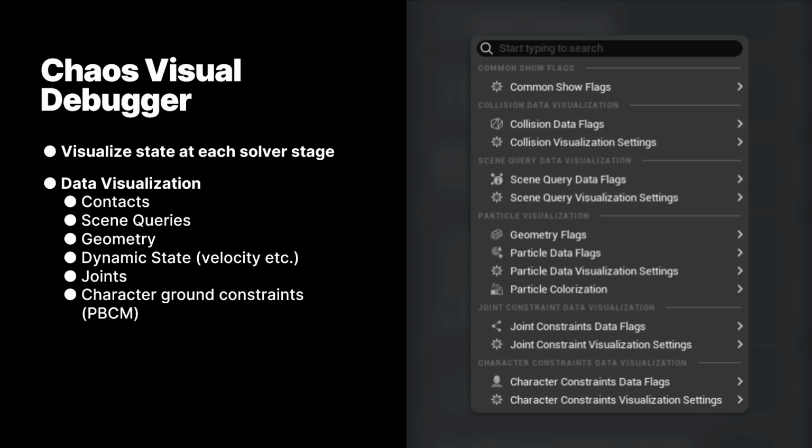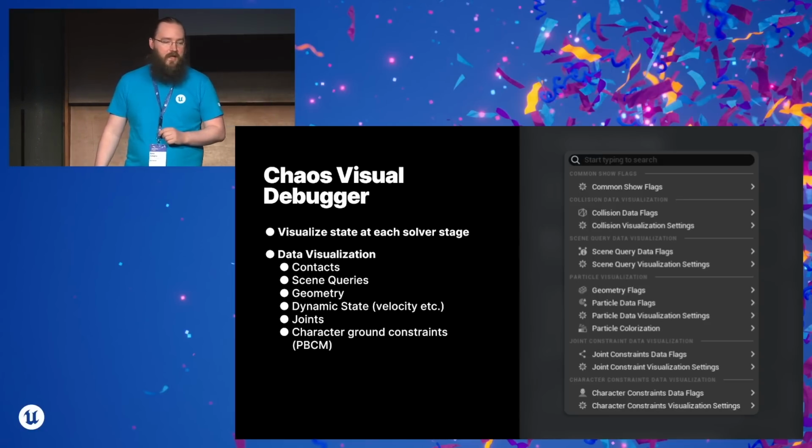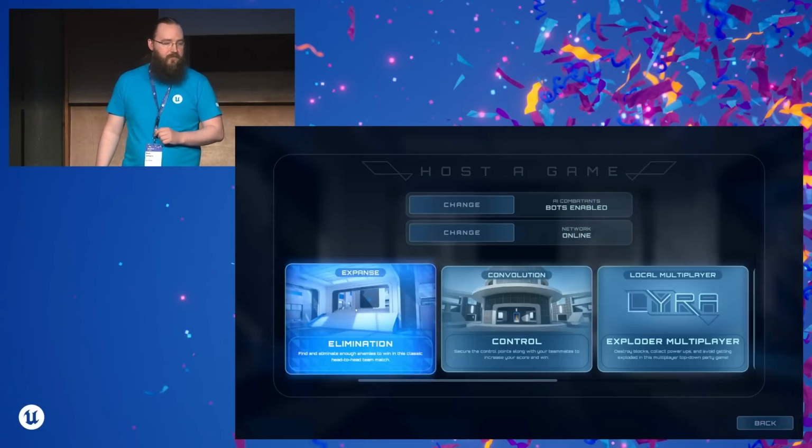Once the data is recorded, there are many settings for visualization, so you can try and get more information out of the scene once it's been loaded in. We have contacts, scene queries, geometry, and joints currently. We expect that more systems that are inside Chaos will be using this in the future, and this will expand over time. So to illustrate how the tool looks and works, I'll run through a quick example using Lyra.